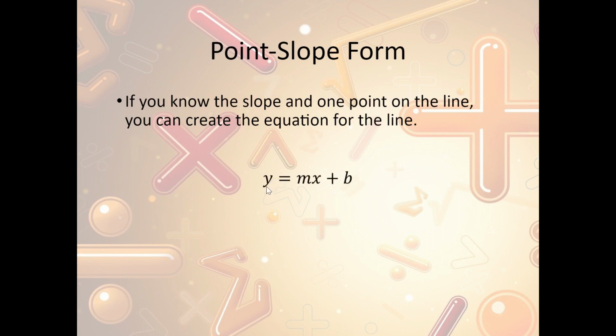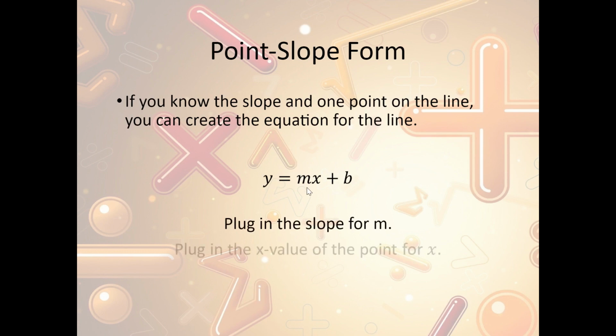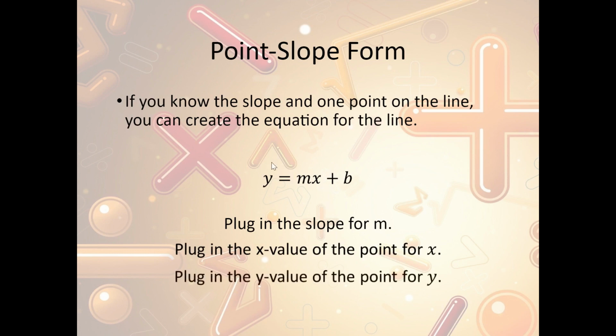We know that slope-intercept form is y equals mx plus b. And we plug in the slope for m. So whatever the slope that's given to us, we plug that in for m. We plug in the x value of the coordinate. So we're given some ordered pair, and we're going to plug in the x part here, and we plug in the y coordinate here, and now we're left with only one variable, which is b, and we can solve then for b and get the y-intercept.